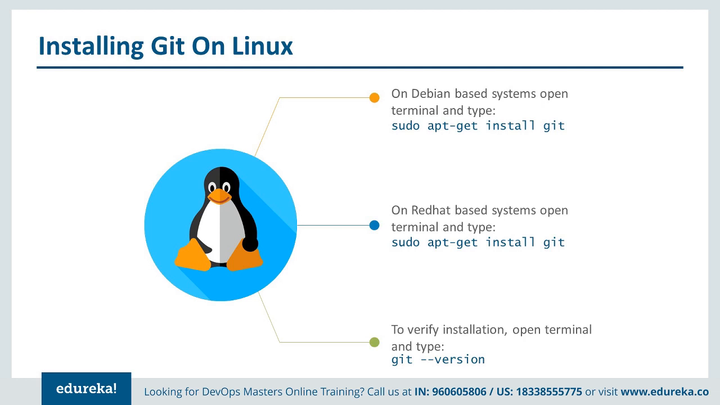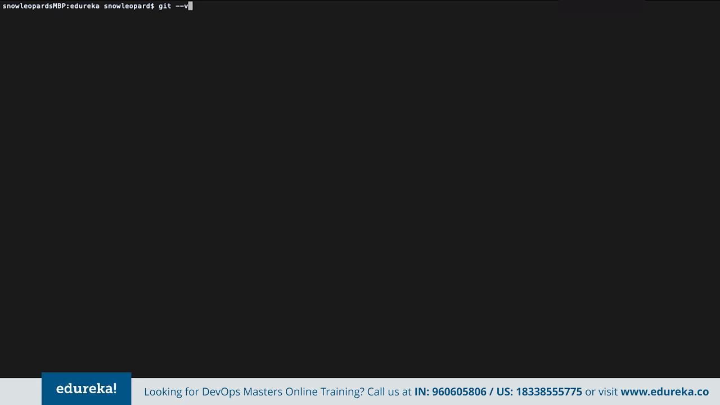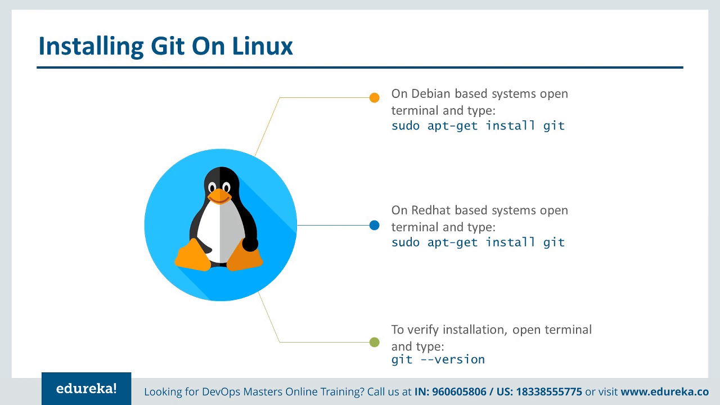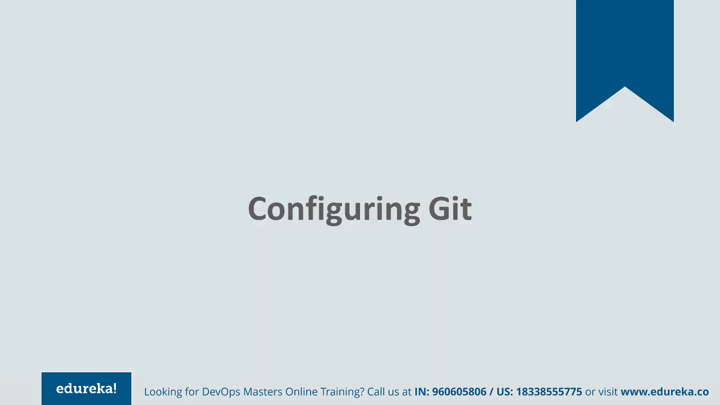Once Git is installed, you can verify the installation by checking the version. So to check the version, I have to execute this command. And for example, right now I'm using version 2.19 of Git, which can be a little bit old since I have already installed it on my system. Let's understand how the Git configuration works.